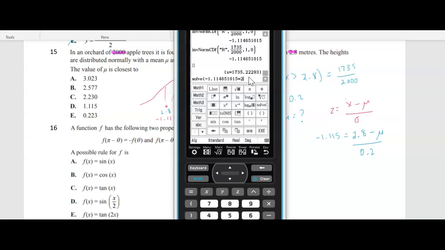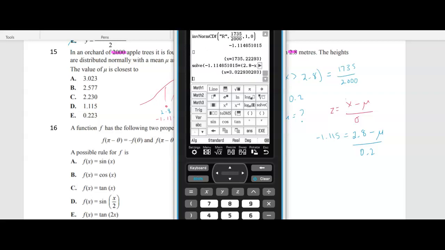Equals 2.8 minus, and we don't have to use mu, we can just use x. And I should have put brackets around all that, so I'll go and do that. Otherwise, it's just going to divide the x. So make sure you use brackets or use the fraction button. And we don't want that, we want a decimal answer.